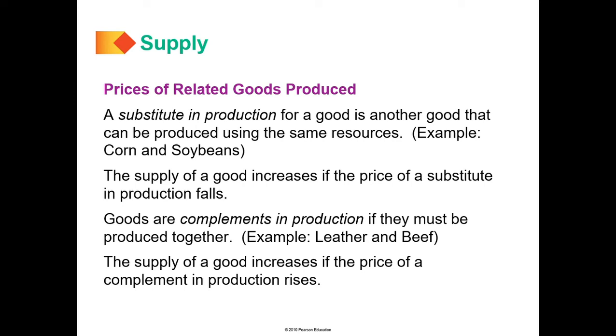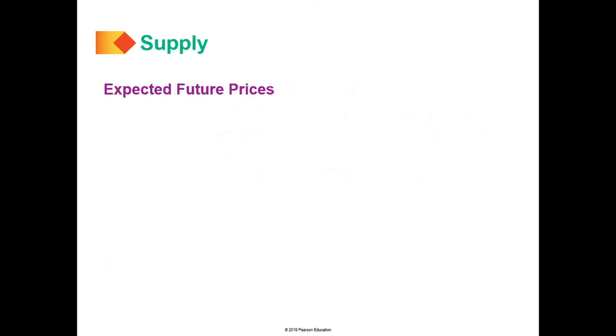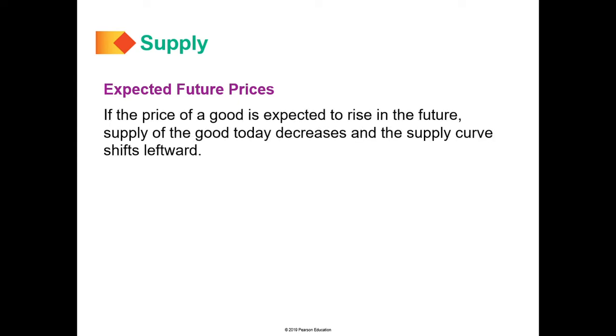Okay, the next one is going to be expected future prices. That was also on our factors of demand list. This one's sort of the opposite though. So if I'm the supplier and I'm anticipating the price of something going up in the future, I don't want to sell it now. I want to wait till the price actually goes up. So the price is expected to go up in the future. Supply is going to decrease today.